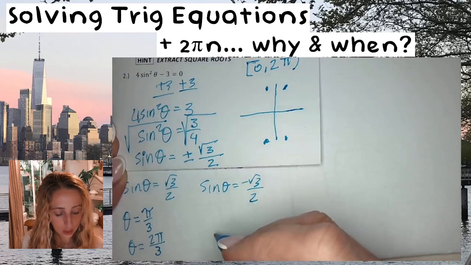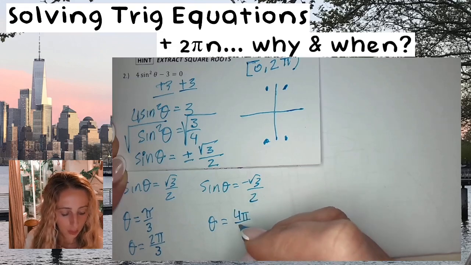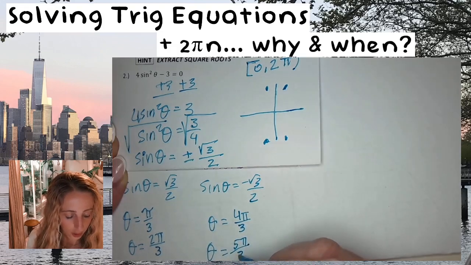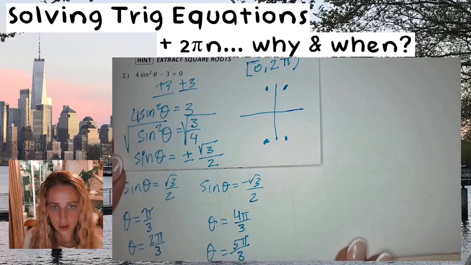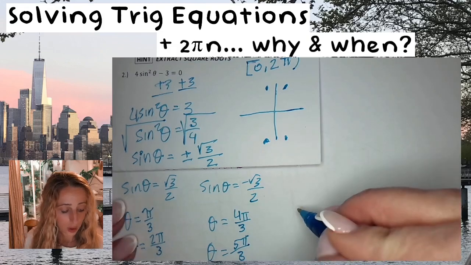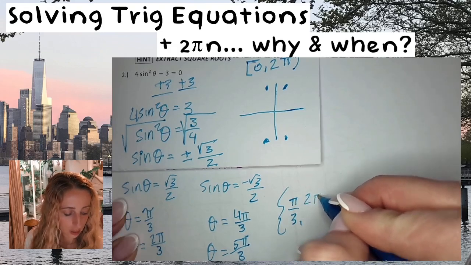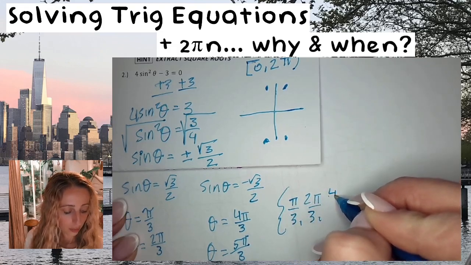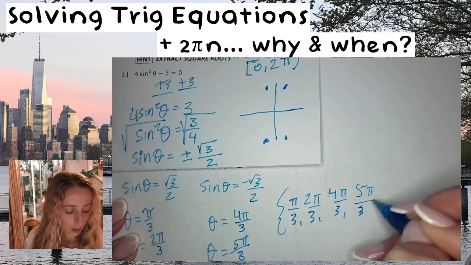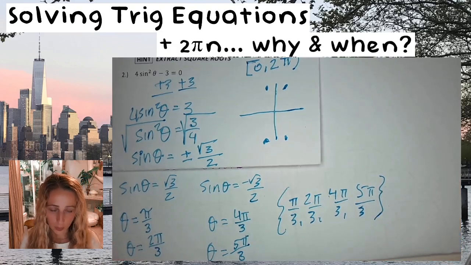And then for these two answers, I would get that theta equals 4 pi over 3, not 3 pi over 3, that's pi, don't be silly, and theta equals 5 pi over 3. So those would be the answers. And then since it's only asking for answers between 0 and 2 pi, I only want to list those answers. If you want to write them in set notation, pi over 3, 2 pi over 3, 4 pi over 3, and 5 pi over 3. And there you have it. So those are your four answers between 0 and 2 pi.